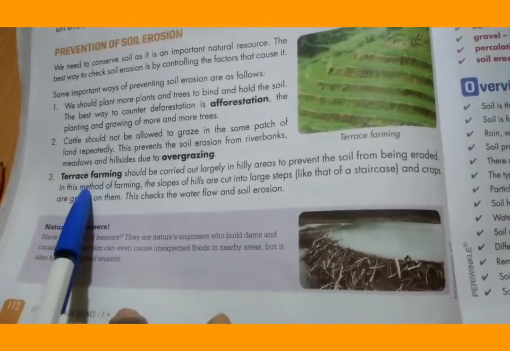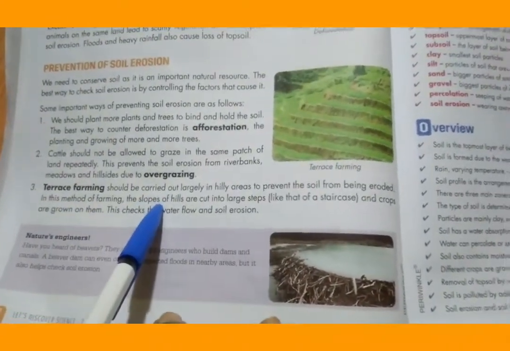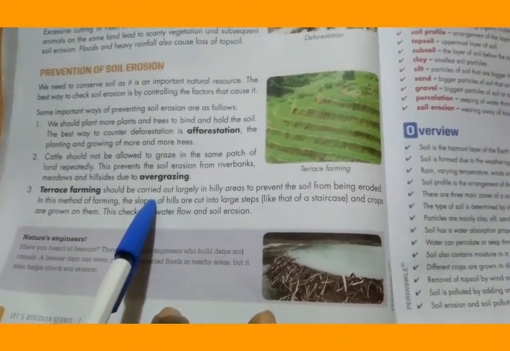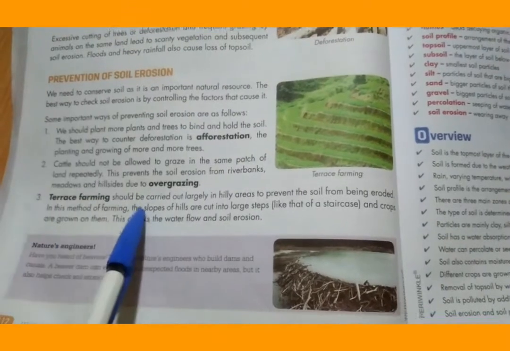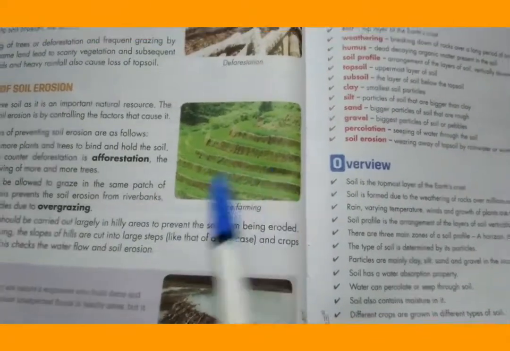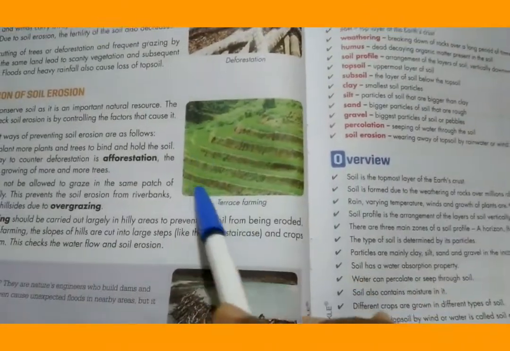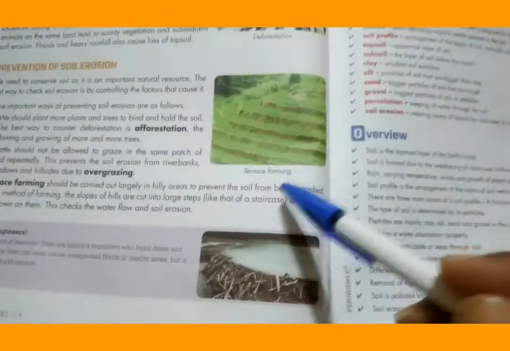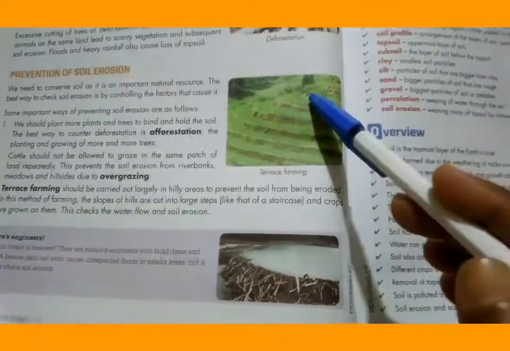And the third one is terrace farming. Mostly in the hilly areas, the water just slips down and thus erodes the topmost soil, and we can prevent this by forming this type of vegetation, that is by making stairs on the hilly areas. This type of farming is known as terrace farming, like that of a staircase.